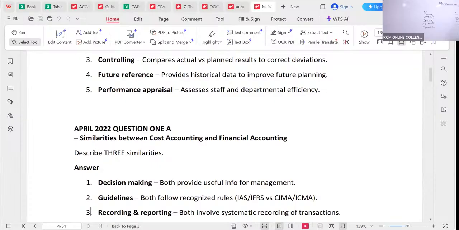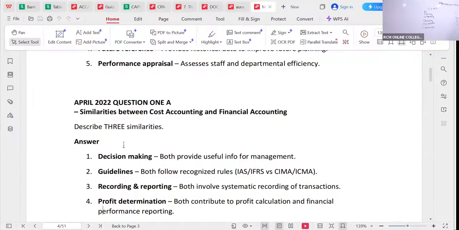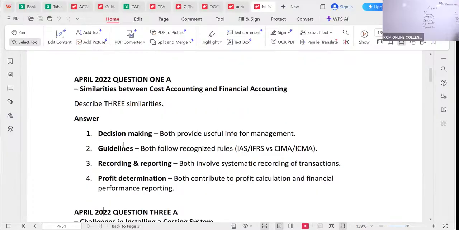In decision making, both provide useful information for management. Both follow recognized rules. Even if management accounting is quite flexible, it still follows what we call CIMA, the Chartered Institute of Management Accountants. So both somehow follow recognized rules. Both are useful in terms of recording and reporting. Both involve systematic recording of transactions and profit determination. Both contribute to profit calculation and financial performance. Even costing, because in financial accounting we still have to do cost of sales. Of course, we don't get into granularity, very detailed, but still are able to do costing there.